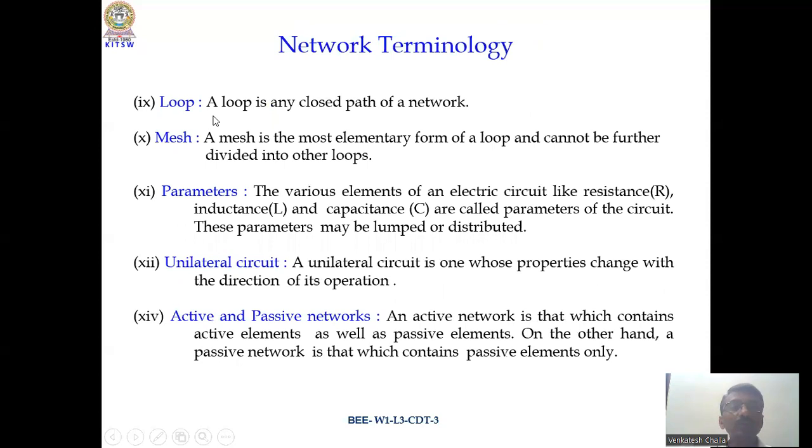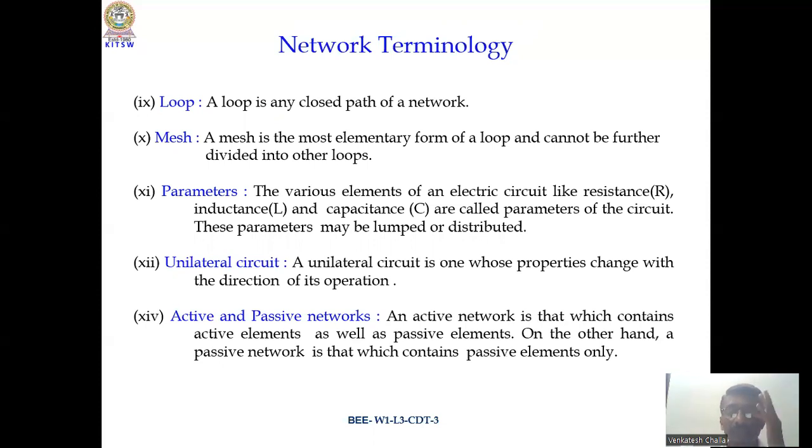Next we have loop. A loop is a closed path of a network. When you start from one point, pass through elements, and again come to the original starting point, then it is called a loop. Similarly, we have what is called a mesh. A mesh is a more elementary form of loop and cannot be further divided into other loops. You can have a closed path, and within that, another closed path can be there. That inner closed path is called a mesh, and the outer closed path can be called a loop.